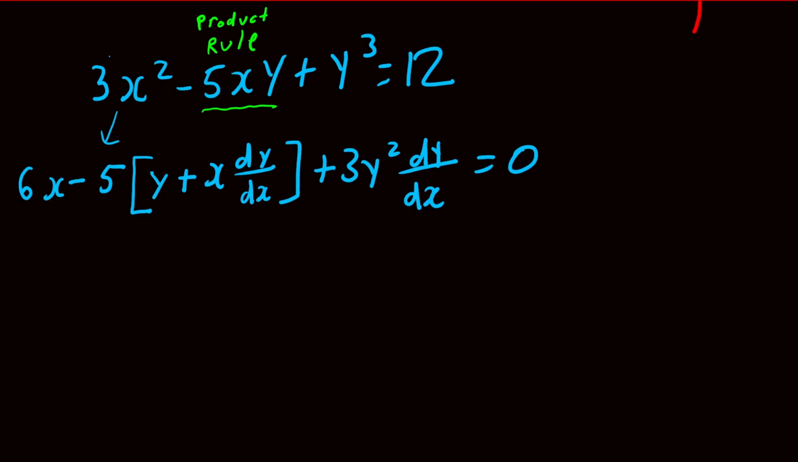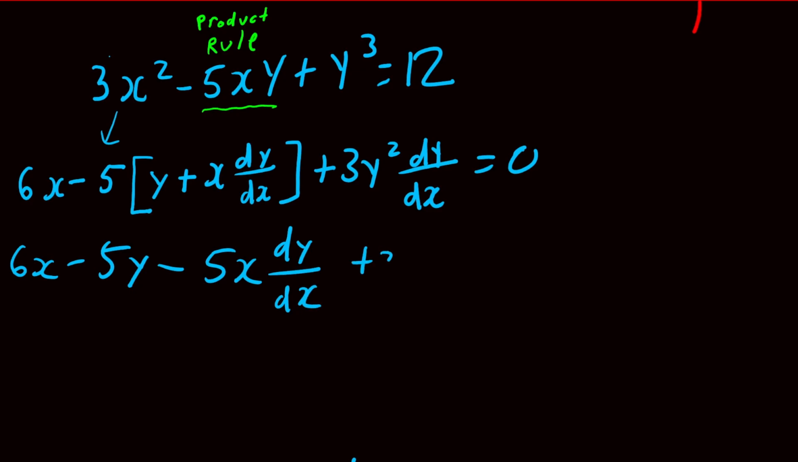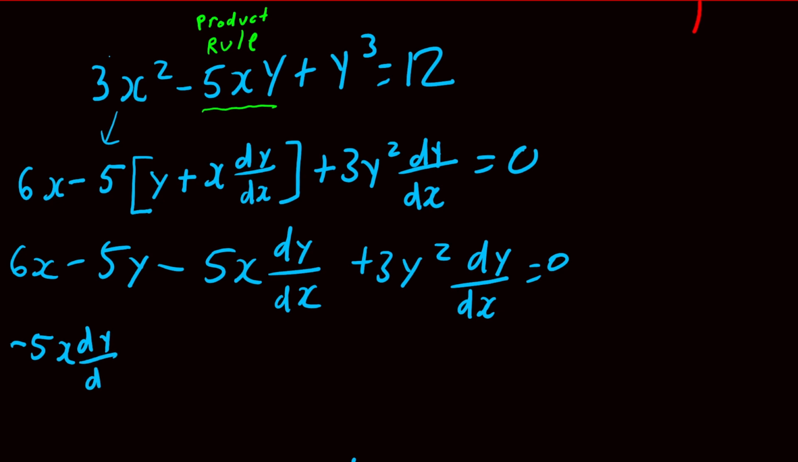Obviously, we're going to have to simplify it. This is going to be a long one. So let's just multiply this out: 5y minus 5x dy/dx plus 3y squared dy/dx equals 0. Now we just want to get our dy/dx terms on one side, so it would be minus 5x dy/dx plus 3y squared dy/dx.